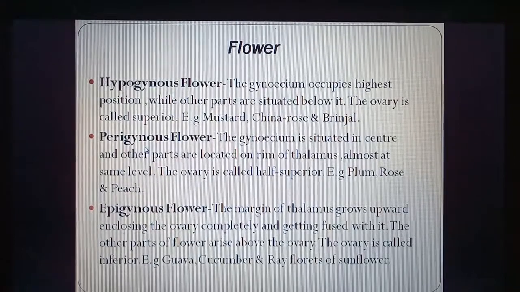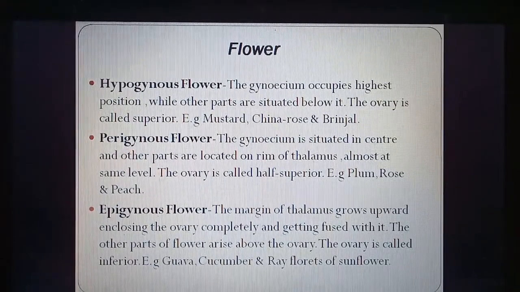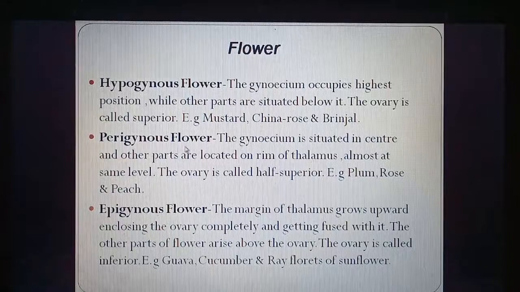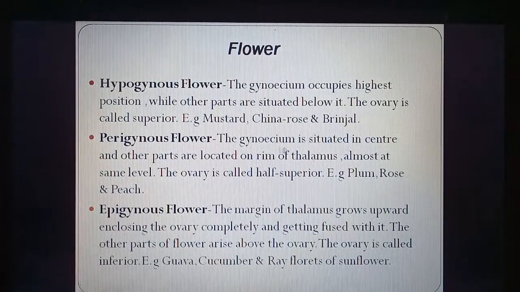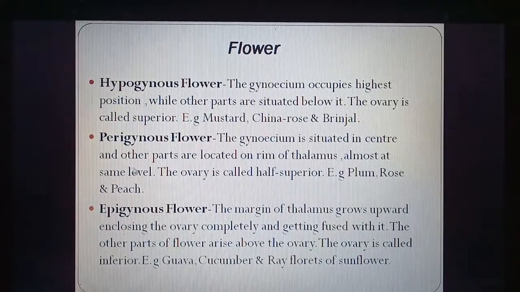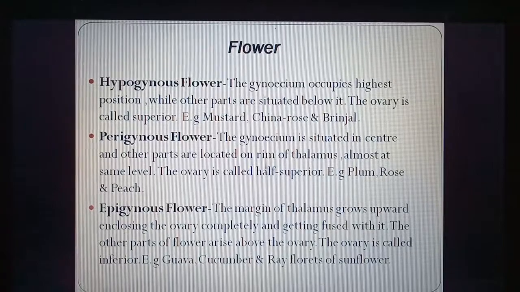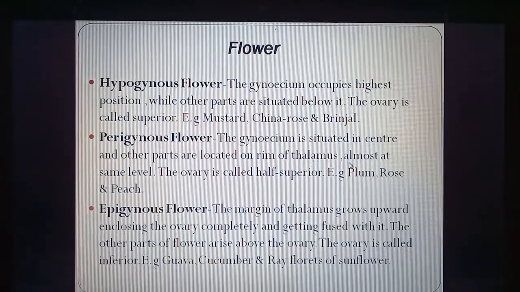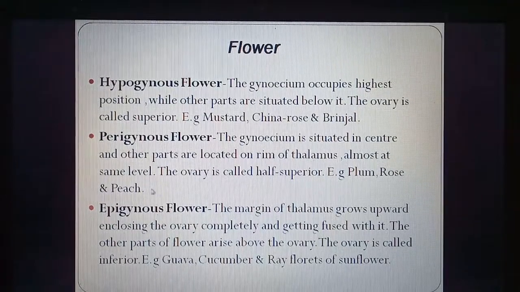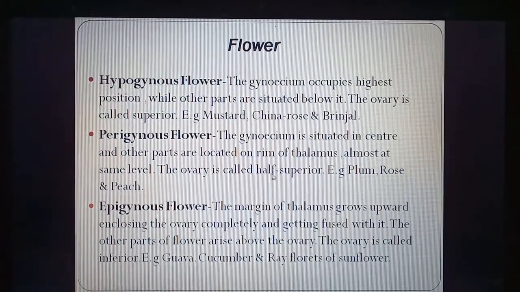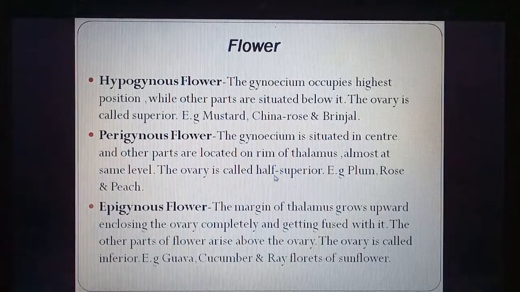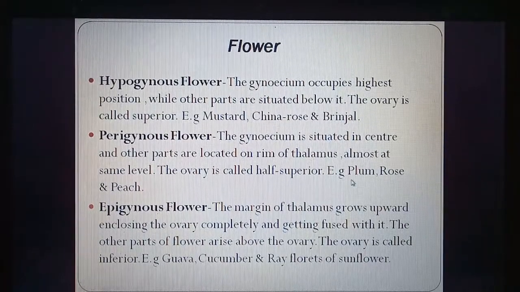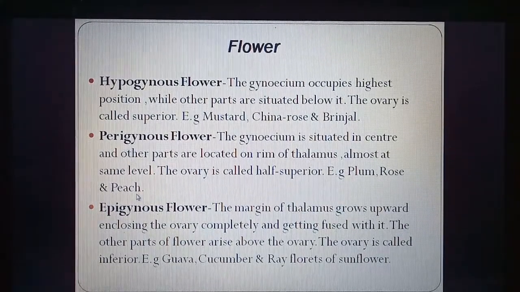And perigynous flower, peri means in the boundary or periphery or at the same level. When the gynoecium is situated in the center and other parts are located on the rim or boundary of thalamus, almost at same level. Now the ovary is called half superior in such cases. Example is plum, rose and peach.